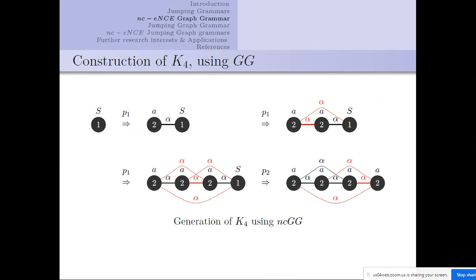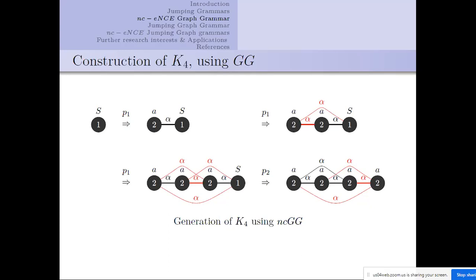All the things in red are the ones which got embedded, the new connections established once we apply each production rule. To get K4, you apply P1 3 times, that is P1 raised to 3 followed by P2. That is the regular expression. So that is a controlled graph generation.